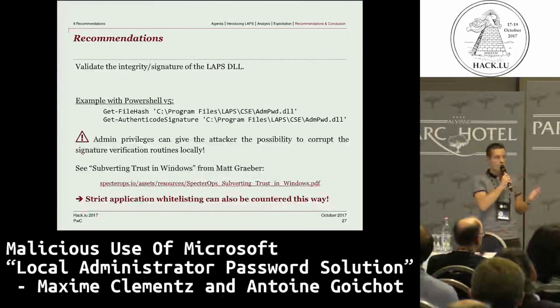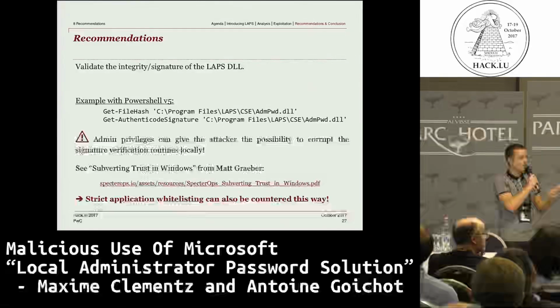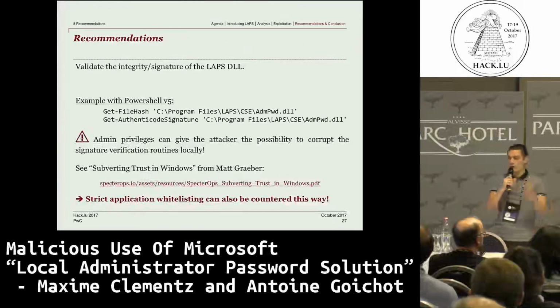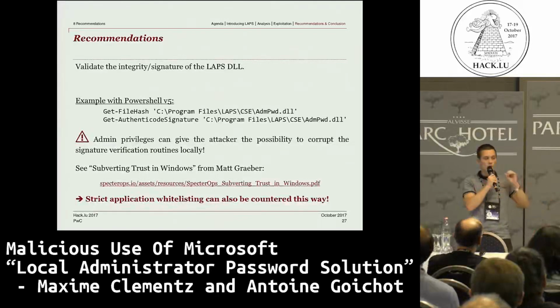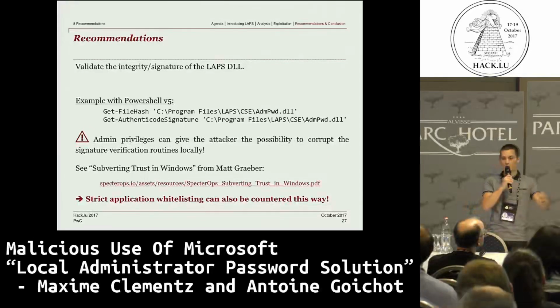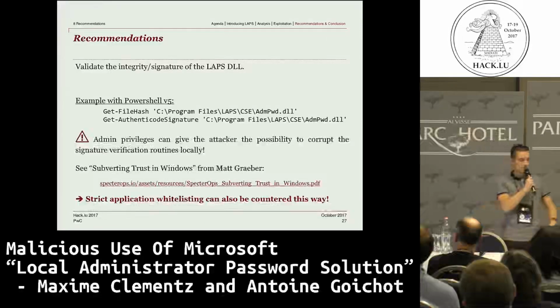So as soon as you have admin privileges, everything that calculates a hash, everything that validates a signature locally on the workstation, could be corrupted, of course. And again, for those of you who think about strict application whitelisting on Windows, it's the same. Matt Graeber demonstrated that even in the context of very strict application whitelisting, it is possible to corrupt the signature verification and validation.